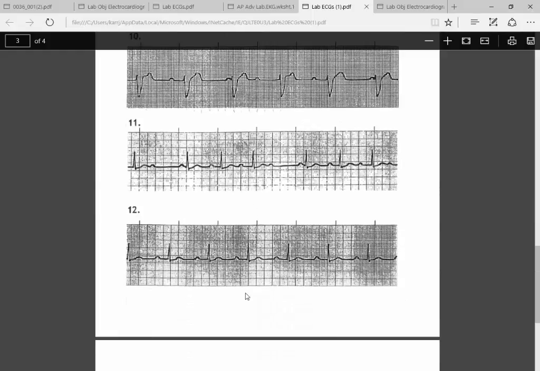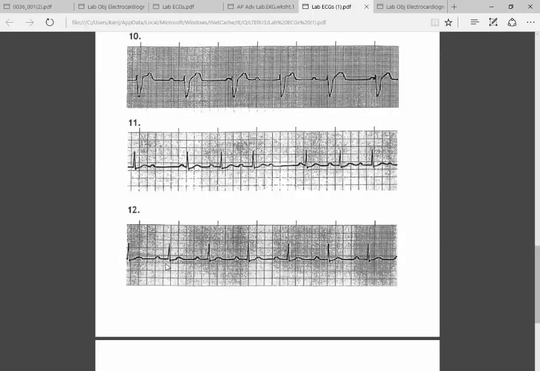And number 12, irregular or regular? Regular, what's the heart rate? 60. Now here, this is a heart block because we see the increased PR interval here, but we still see a QRS with every P wave. So that's first degree.